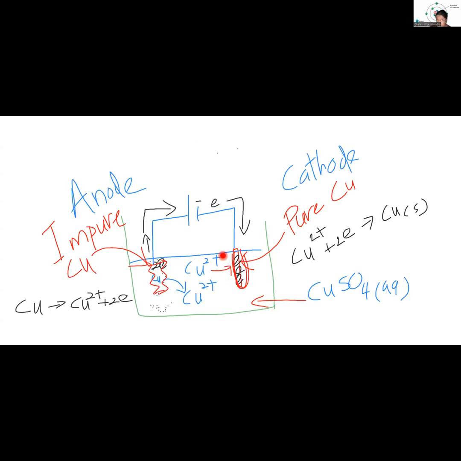When you are supposed to tell the observations in electrolysis, darling, you have to tell what you see. At the anode, at the cathode, and at the solution. So tell the colors, like what happens to the color of the solution?